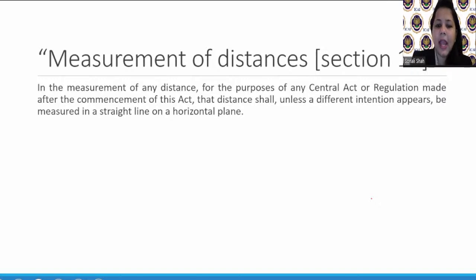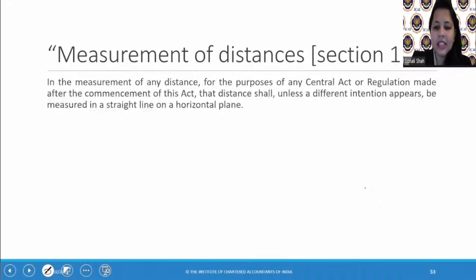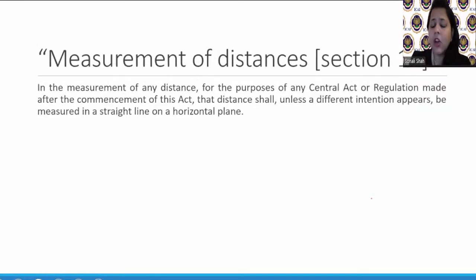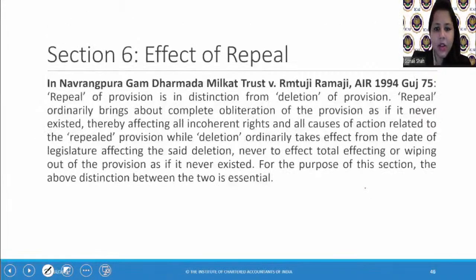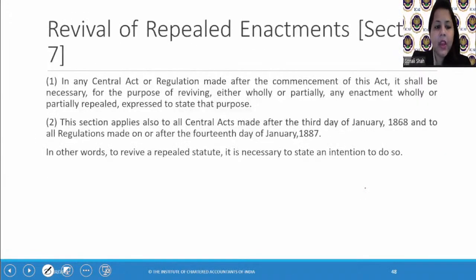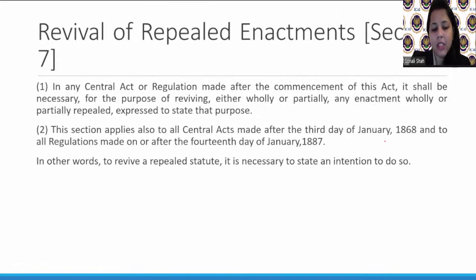Yes, Srishti, there is a typo error. It will be 1868 and not 1968. Guys, I am repeating in this section, which was section number 7, it will be 3rd January of 1868 and 14th January of 1887. It's not 1968, it's 1868. There is a typo error in your study material.